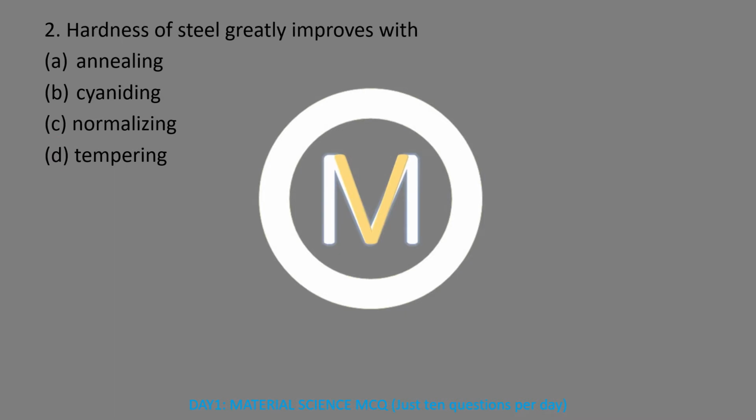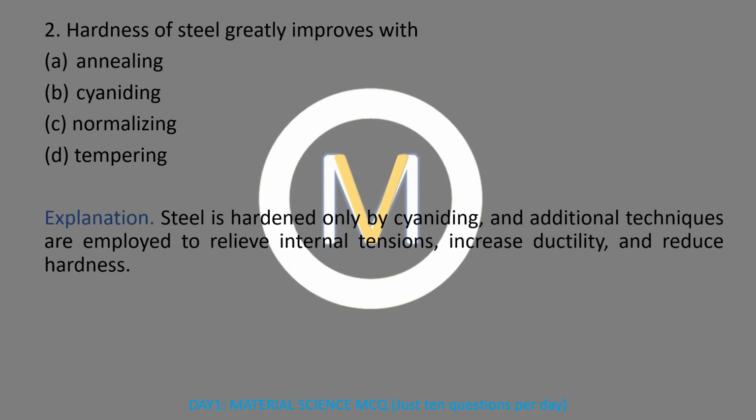Next, the hardness of steel greatly improves with annealing, quenching, normalizing and tempering. And here only one process, quenching, adds to the hardness, where additional techniques are employed which relieve internal tension, increase ductility and reduce hardness. So quenching is the right answer.